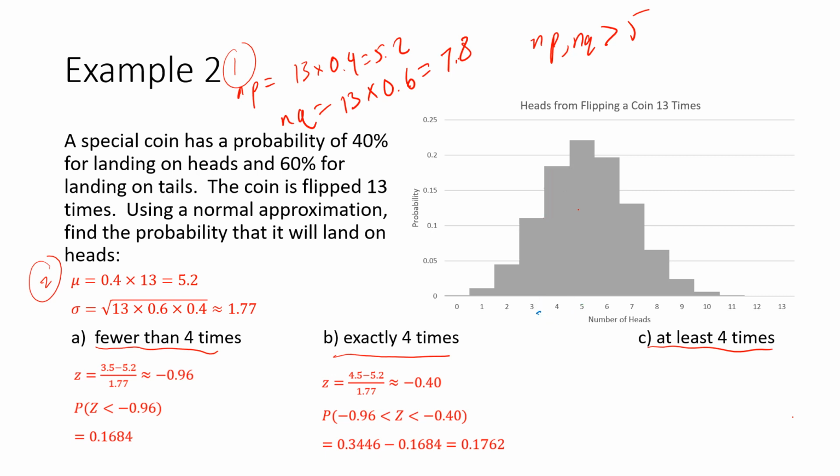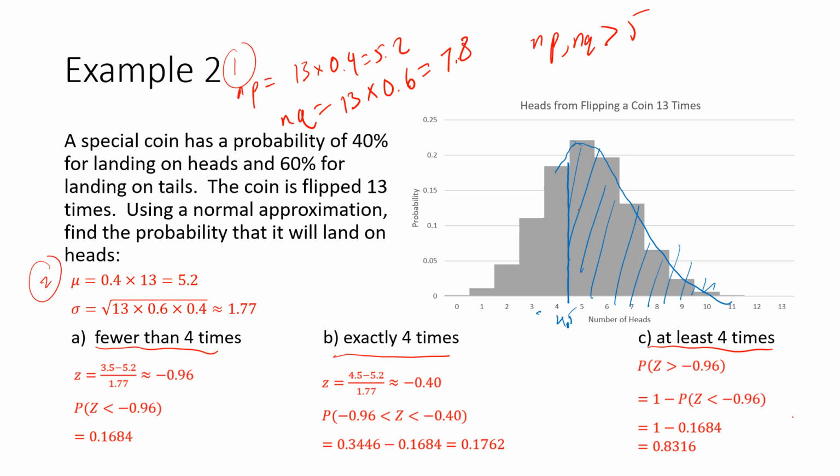Okay, lastly, at least 4 times. At least 4 times means this whole area right here. Okay, so at least 4 times means we start at 4.5, right? What we can do is, we already got the z-score for 4.5 from question B, so that's negative 0.96. So it's just 1 minus the probability of a z-score less than negative 0.96, which we get from the z-score table, and that is 0.8316.